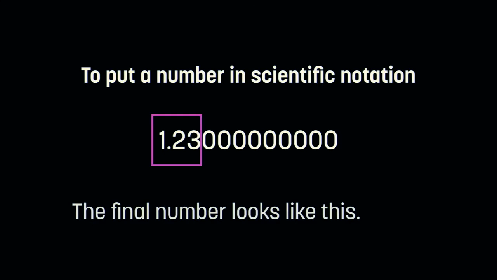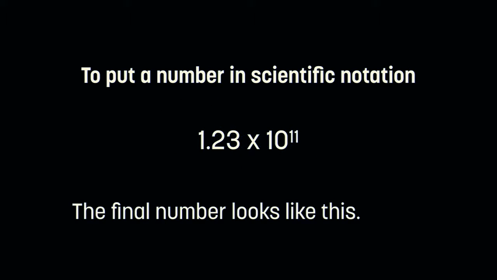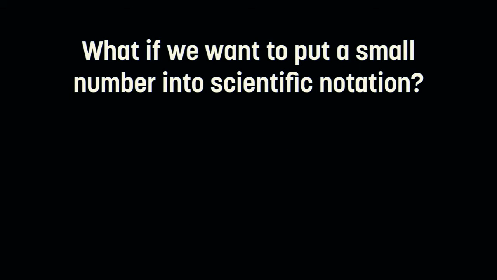So as a result of those 11 decimal places, that's what we raise our power of 10 to. So in the end, our number looks like this. 1.23 times 10 to the 11th. Okay? I know it seems easy because I just did it with you. So let's try a tougher example. What if we wanted to take a small number and put it into scientific notation?